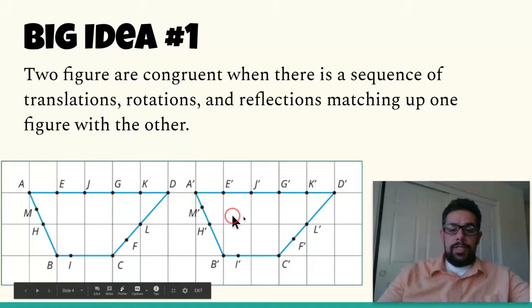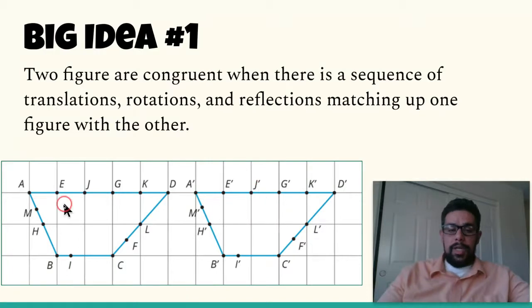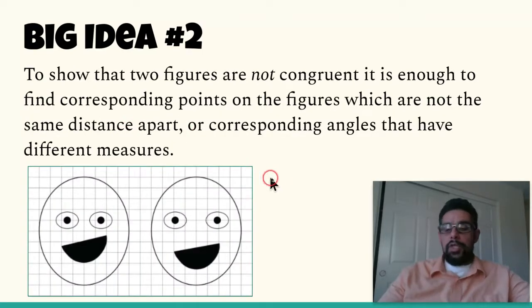Right here, you can see this one on the right is a translation of this one on the left. If you translate it, all of the points, E, J, will line up with E prime, J prime. They will all fit. That's what it means to be congruent. Okay, big idea number 2.